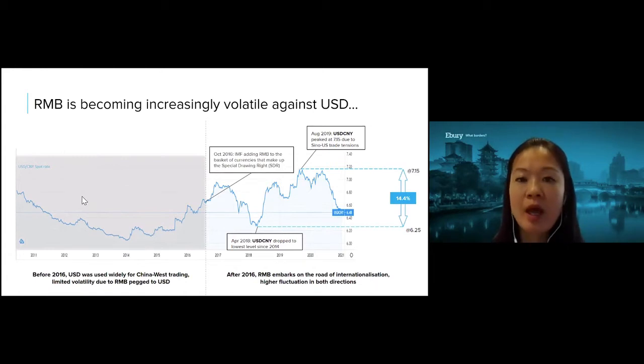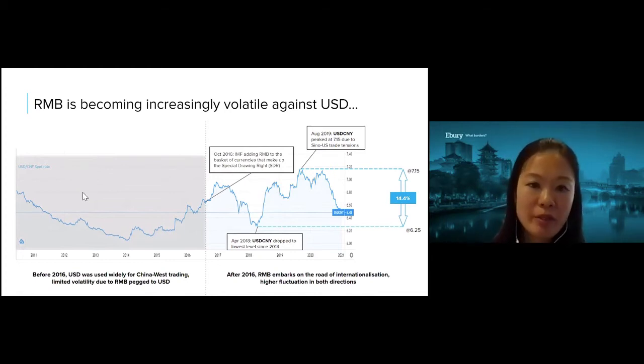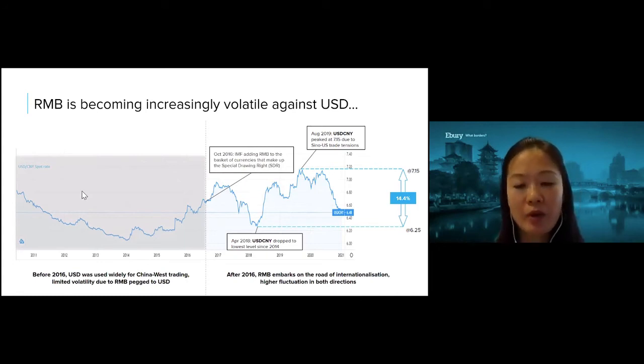What you can see is that we have differentiated between two different phases. Before 2016, RMB was pegged to USD, and USD was the common currency used for cross-border trade between China and the West. So if you were an importer buying from China, the suppliers were not really looking into invoicing in RMB or using any currency other than the USD.